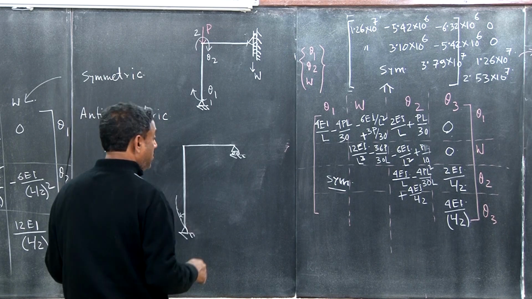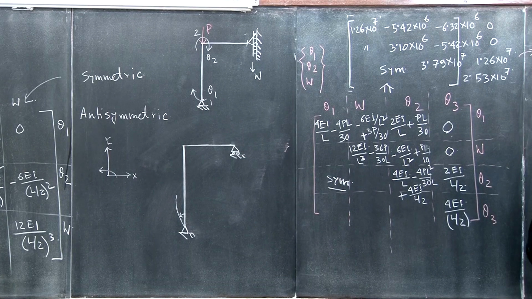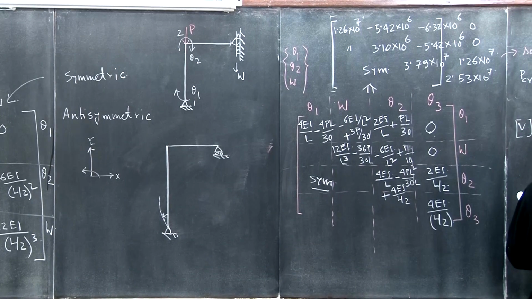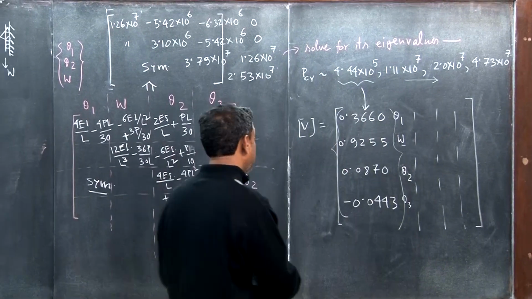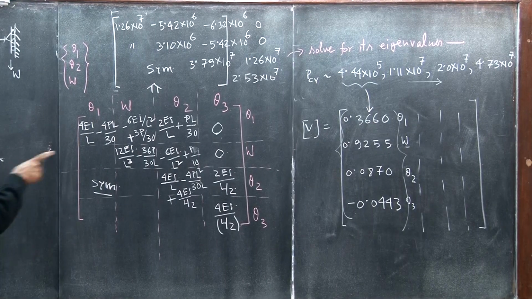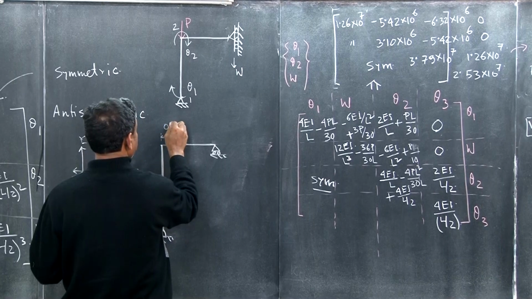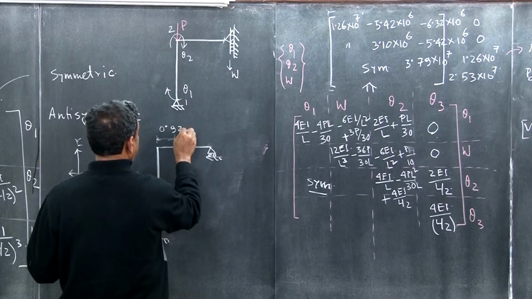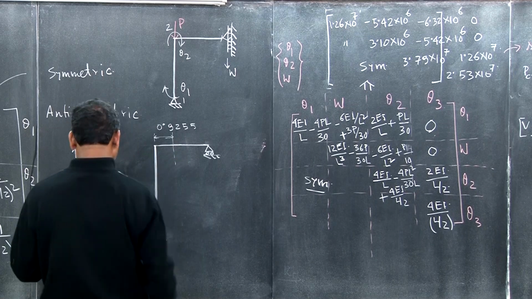No, I think W2. I think here we have put W2 first, right? Please see that. Theta 1, W, theta 2, and theta 3, right? So then here W is positive. So here it will come to this direction, right? So it will come to this direction. So this is 0.9255. Okay. So it is coming here.